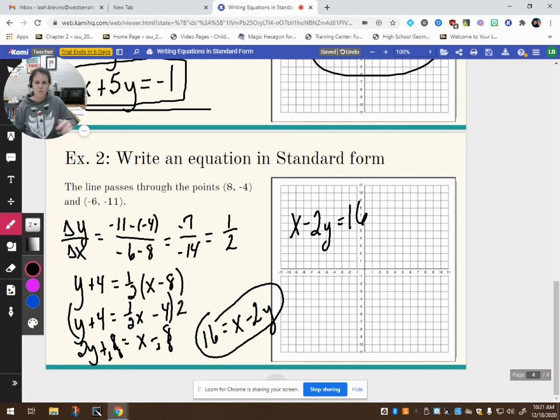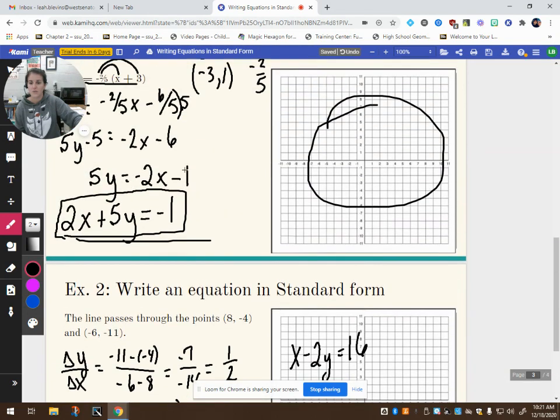So again, remember, I don't want the number in front of the x term to be negative. I don't like mine to be fractions. I like to eliminate that fraction, and that's what I did by multiplying by the fraction's denominator in both examples.